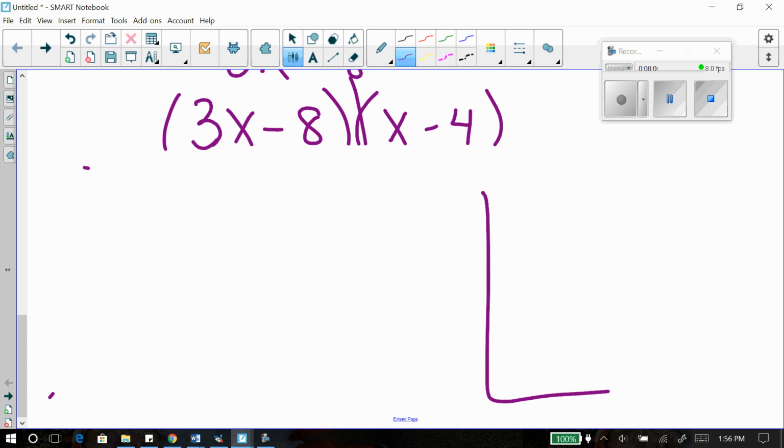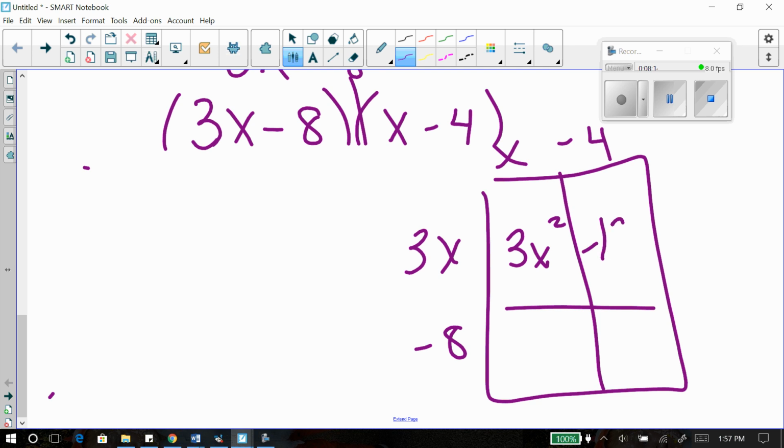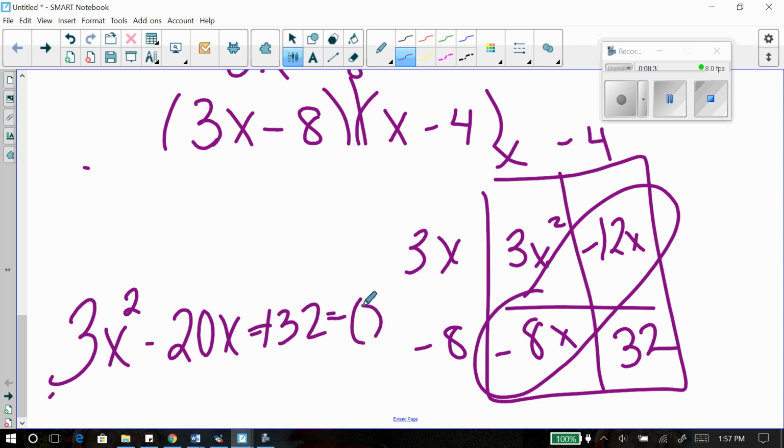So now we do the box. x minus 4, 3x minus 8. Go ahead and box it. 3x times x is 3x squared. 3x times -4 is -12x. -8 times x, -8x. -8 times -4 is a positive 32. Combine your like terms. 3x squared minus 20x plus 32 equals 0.